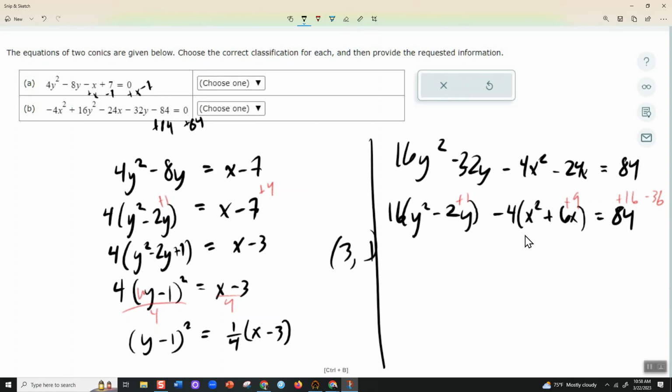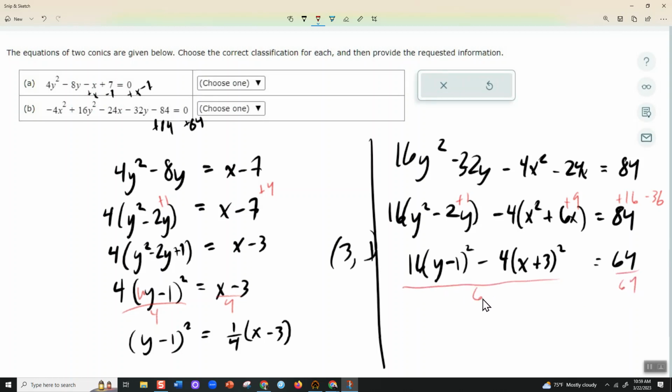Okie dokie. So that is going to be equal to, what did I say, 64? I've got 16 times y minus 1 squared minus 4 times x plus 3 squared. And I would have to divide by 64 on both sides to get it to equal 1. It doesn't look like it's going to be a circle because I have these factors in front there.